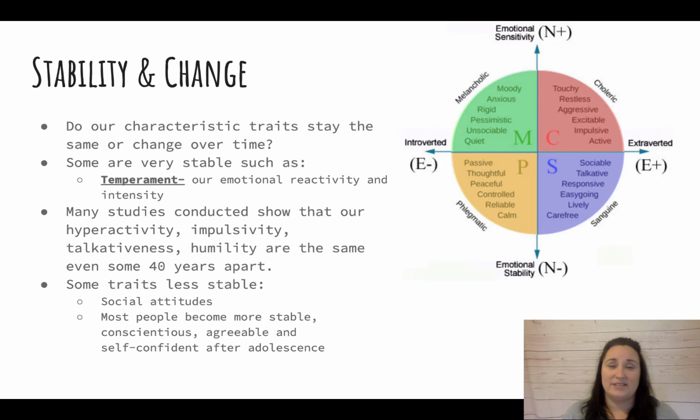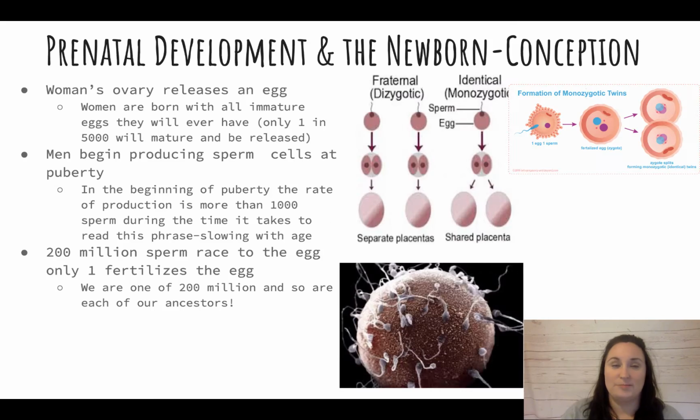Other things that stay stable are your hyperactivity levels, your impulsivity, your talkativeness, your humility, those things tend to stay the same. Some things that change are our social attitudes that kind of change as we start to think about things differently, depending on our age. Our conscientiousness, our self-confidence, our agreeableness, those all tend to go up as we age. So think about how they might go down in adolescence, and then as you kind of grow into and be more comfortable with yourself in adulthood, those grow stronger.